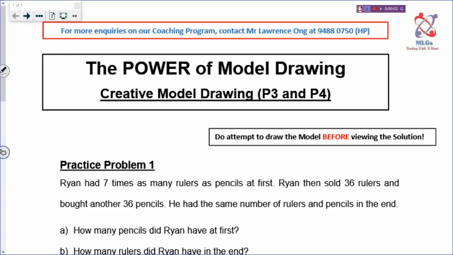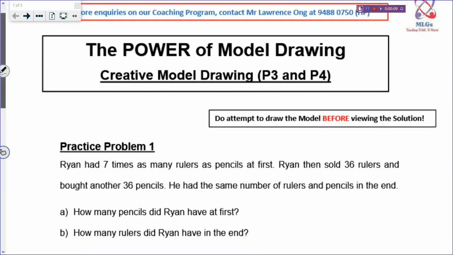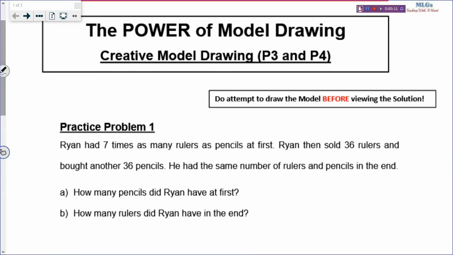Hi, welcome back to PSLE Math Model Drawing. Today we are going to continue with our model drawing for Primary 3 and Primary 4. So let's look at problem 1 to see how we draw out the problem.